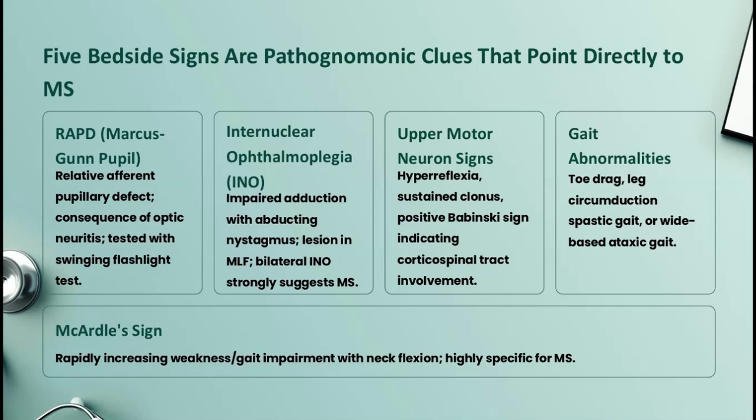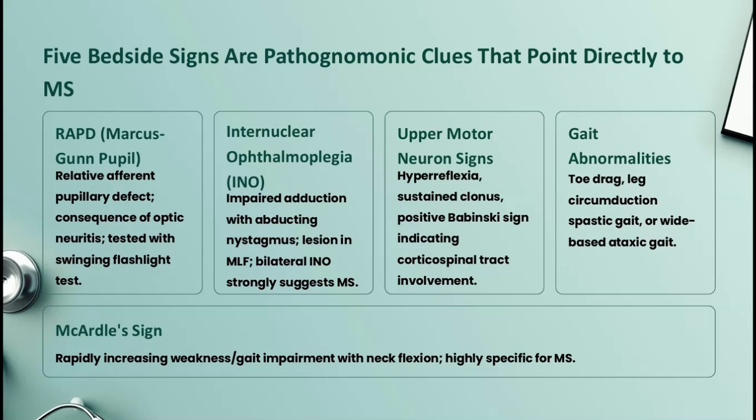A relative afferent pupillary defect, or Marcus Gunn pupil, suggests optic nerve dysfunction, often from optic neuritis. This is tested using the swinging flashlight test. Internuclear ophthalmoplegia is another classic sign. Here, the affected eye cannot adduct properly, while the abducting eye develops nystagmus. This reflects a lesion in the medial longitudinal fasciculus. Bilateral internuclear ophthalmoplegia in a young adult is highly suggestive of MS.